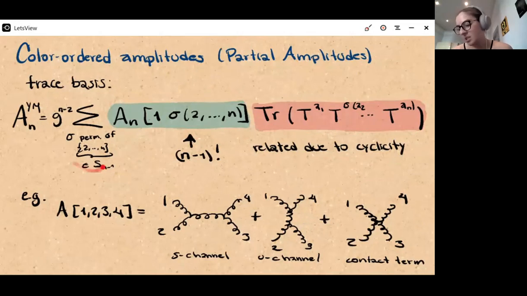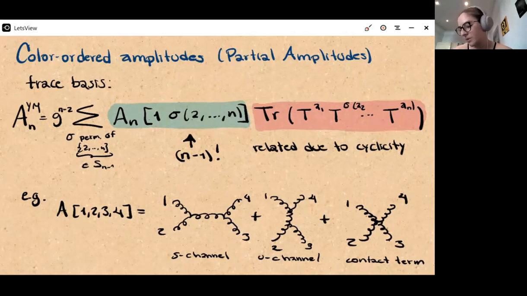And here is a sum over all the permutations over the legs from 2 to n. So you just fix one of them. You basically have a basis that's (n-1)!. The reason is that these traces are related by cyclicity, so a lot of these terms would be redundant if you didn't fix one of the particles here. So you fix one and then do permutations over the other ones to not have redundancies. And this basis is called the trace basis for your color-ordered amplitudes.